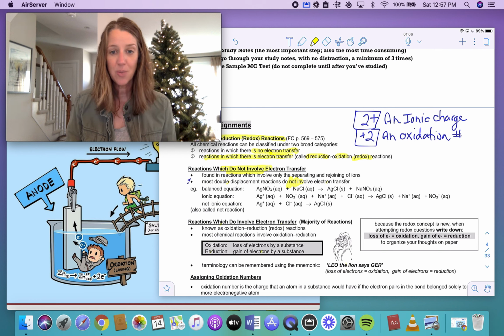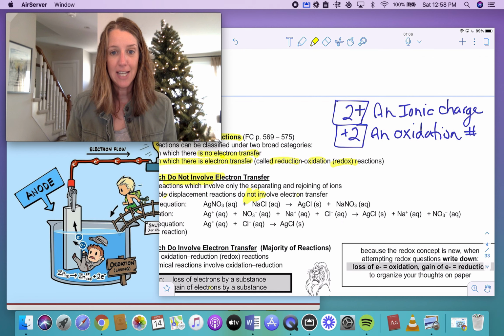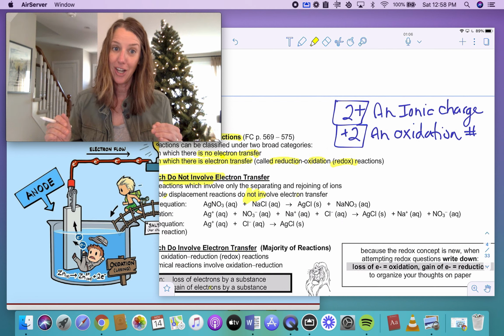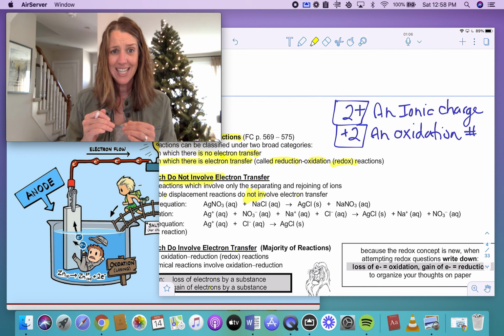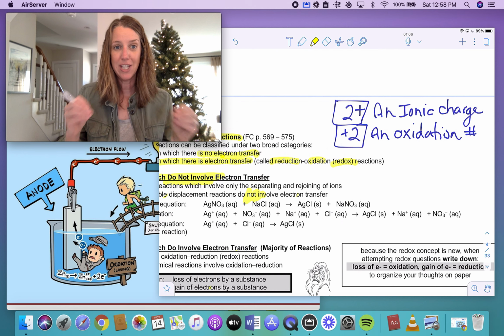These are ones that you've been used to seeing in grade 10 and grade 11. Here's a simple example. Silver nitrate and sodium chloride react to give me silver chloride and sodium nitrate. If you look at the ionic charges on each side, nothing's changed. This is just a plain old double displacement reaction. This is not a redox reaction. If you separate these half reactions, you can't actually capture the electrons.